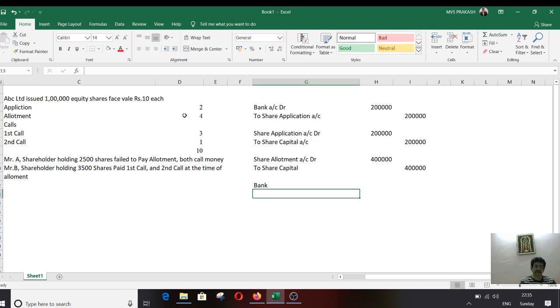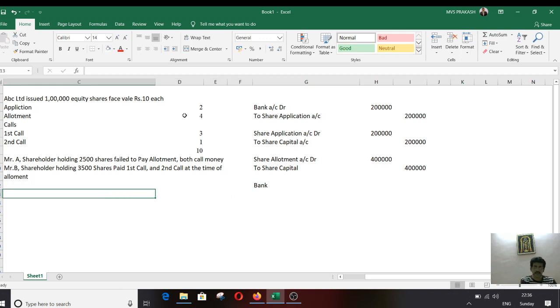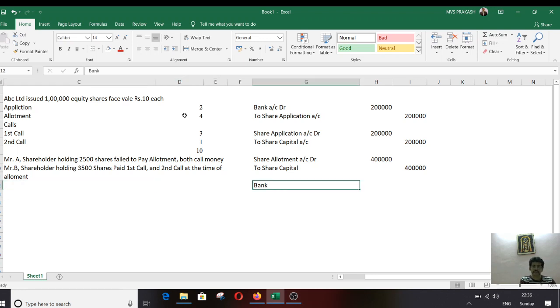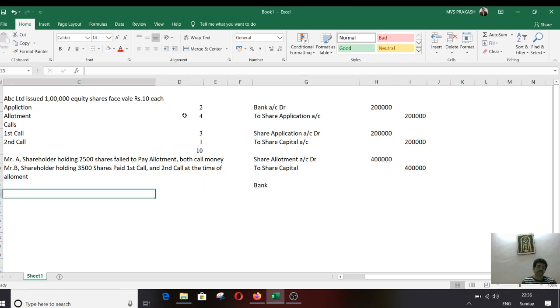Now here we have to be slightly careful, because there are two things: calls in advance and calls in arrears. Let us do the calculations of amount received and not received, then we'll record the journal entry in the particular scenario. Now let us see.